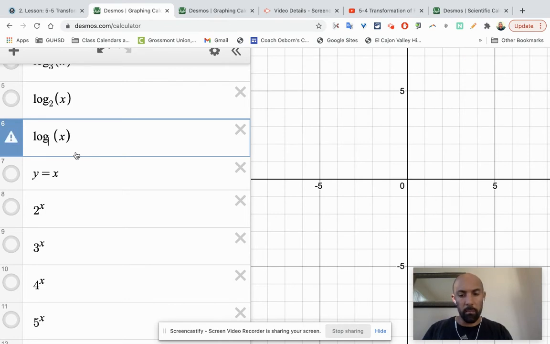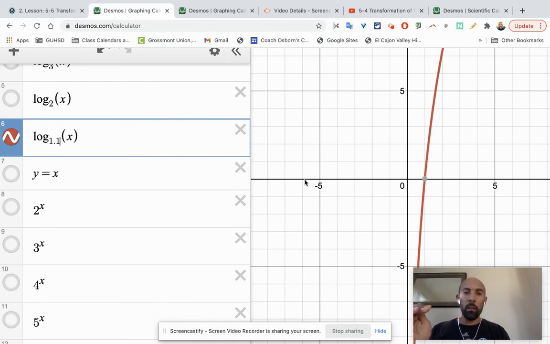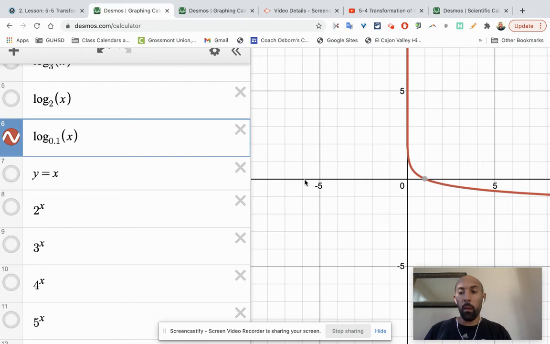Let's try less than 1. Ah, so it flipped there. But remember, negative numbers didn't work. Okay, let's go to 0.9. It's still flipped. Let's go to a little more than 1. Ah, so now it goes back to the other way. So as soon as it went below 1, it flipped. Let's go down to 0.1. Oh, it's still flipped at 0.1.